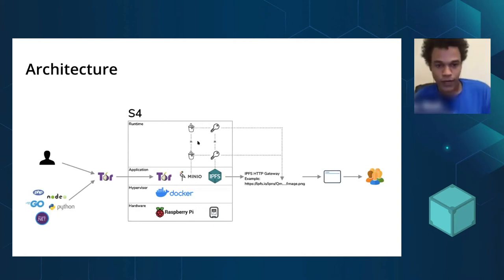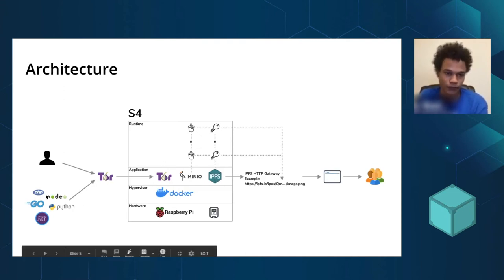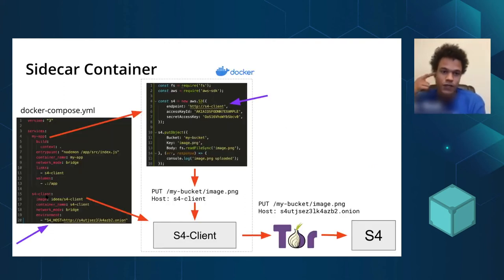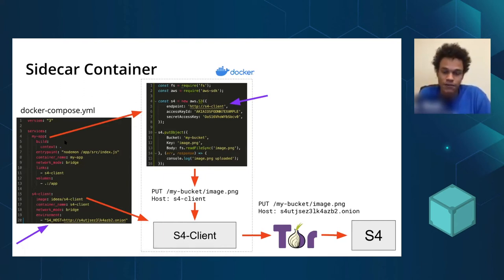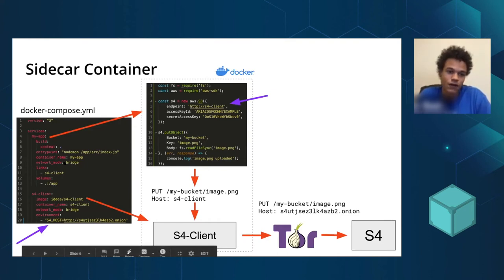So I guess a question a lot of you are asking is, it's quite complicated to communicate with this S4 server from all these programming languages. So how do we achieve this? It's achieved with a sidecar container. This slide represents an example application using S4. I've got a Node example here, I've titled it My App. We have a Node application and we want to store, say, images on S4 instead of S3. How do we do that? We run our two containers, our Node.js container here and our S4 client, which is actually the sidecar container.